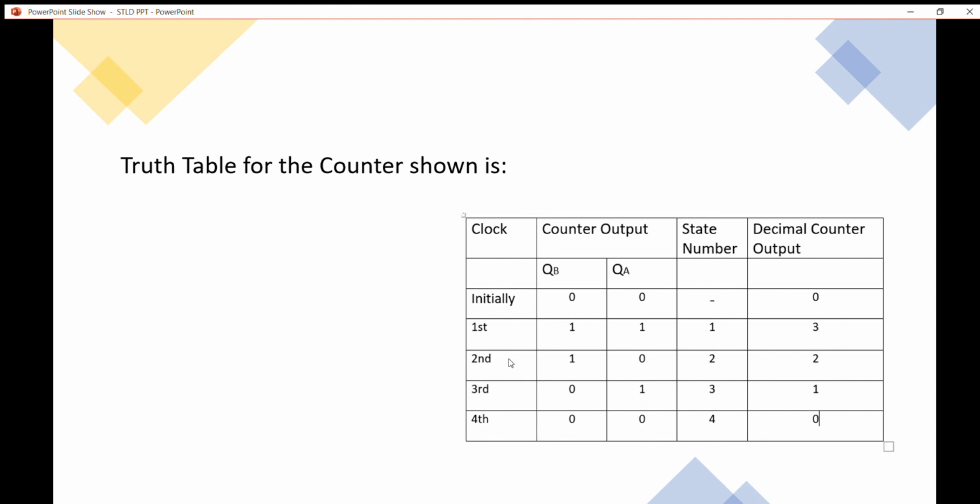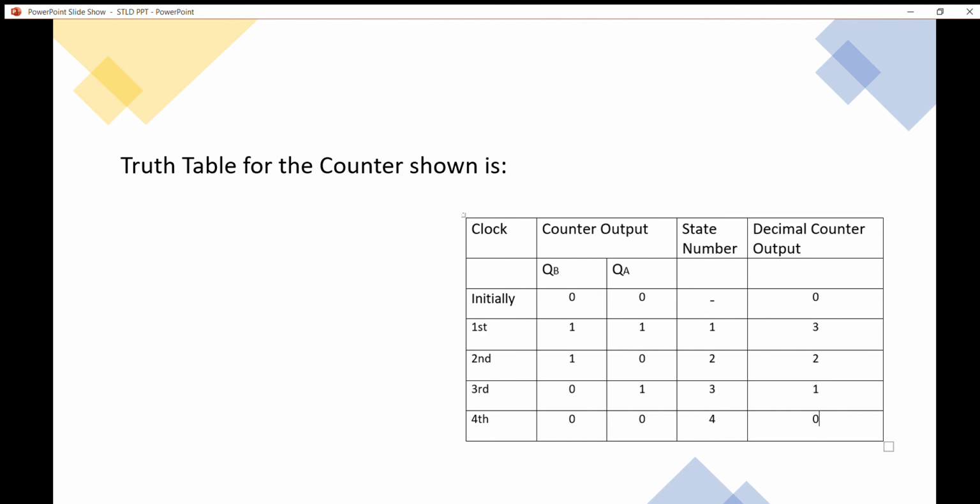When the second clock pulse arrived, the value of QA triggered from 1 to 0, whereas the value of QB remained the same. It was the second state with the decimal equivalent of 2. When the third clock pulse arrived, the value of QA again triggered from 0 to 1, and the value of QB triggered from 1 to 0. It was the third state with the decimal equivalent of 1. When the fourth clock pulse arrived, the value of QA again triggered from 1 to 0, and the value of QB remained the same, that is equal to 0. It was the fourth state with the decimal equivalent of 0.